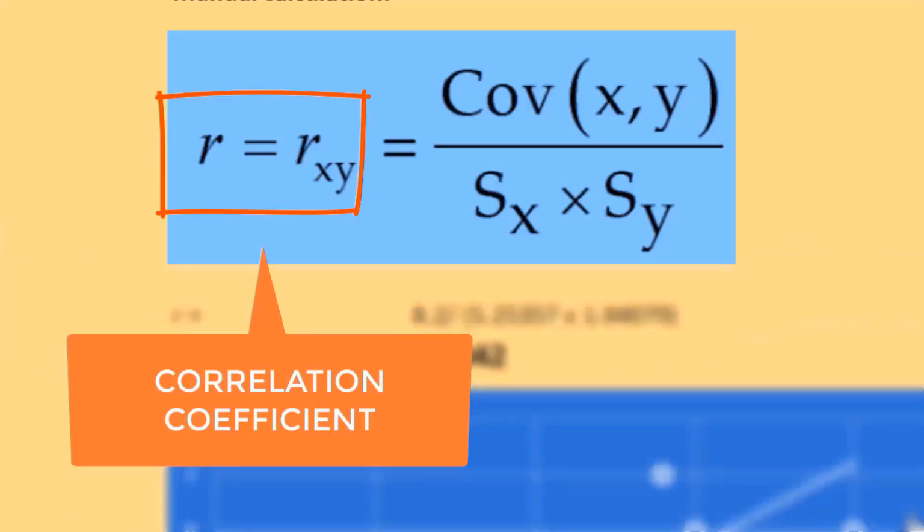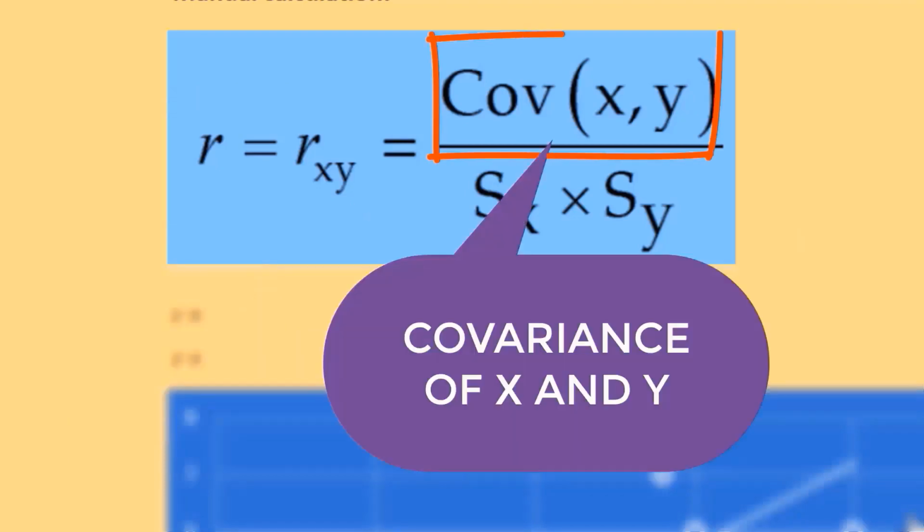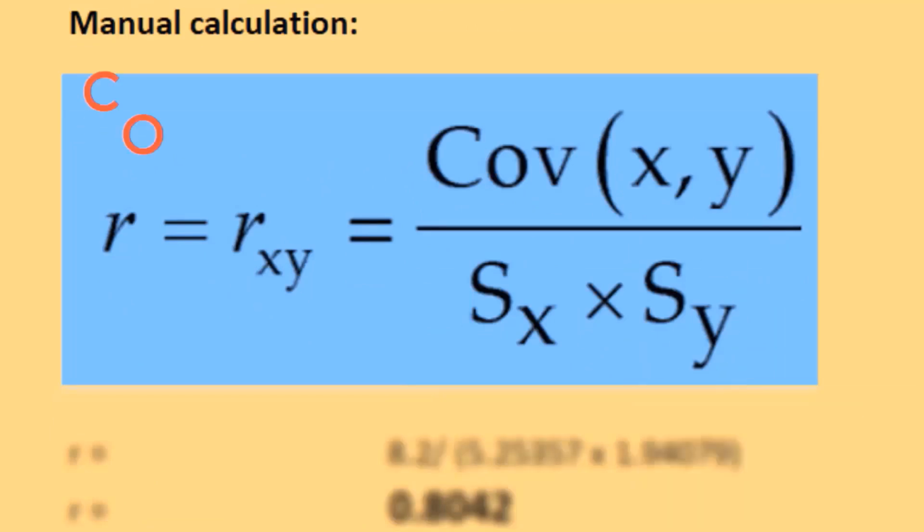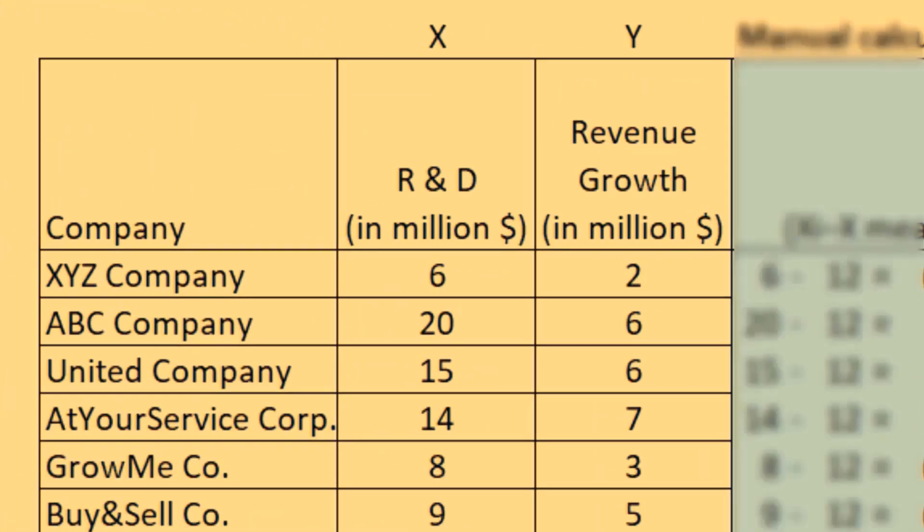The formula for correlation coefficient is covariance between X and Y divided by product of standard deviation of X and standard deviation of Y. So there are two important figures, covariance and standard deviation. Let's do manual calculation. Since we use data from a sample and not from population, we will compute sample covariance.